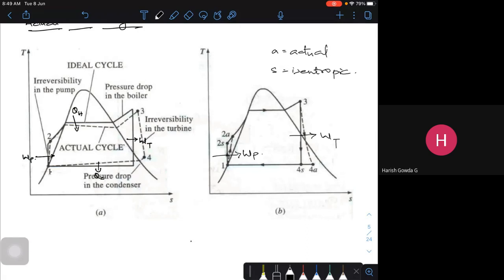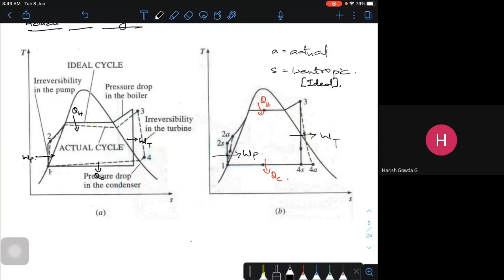Same thing, what I showed here, the pump work WP, heat addition and heat rejection, I am trying to show on the right-hand side. Pump work is there, turbine work is there, heat addition, heat rejection. Now, if I call A as actual and S as isentropic, which is ideal, what you have studied in the previous class, what we have been discussing all this time, was an ideal cycle.